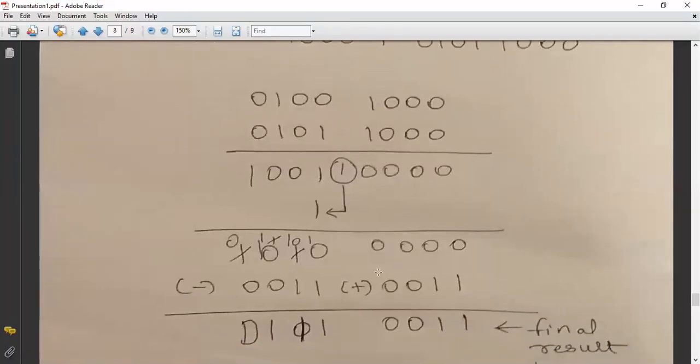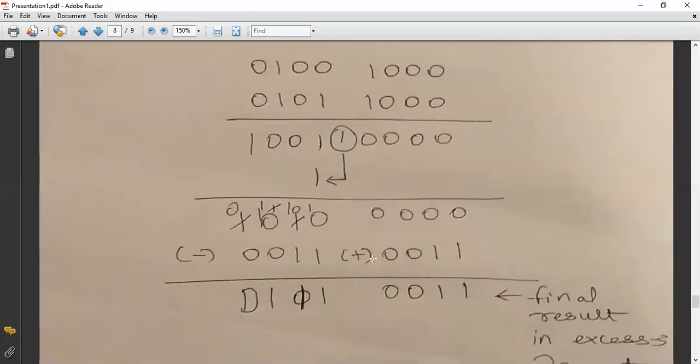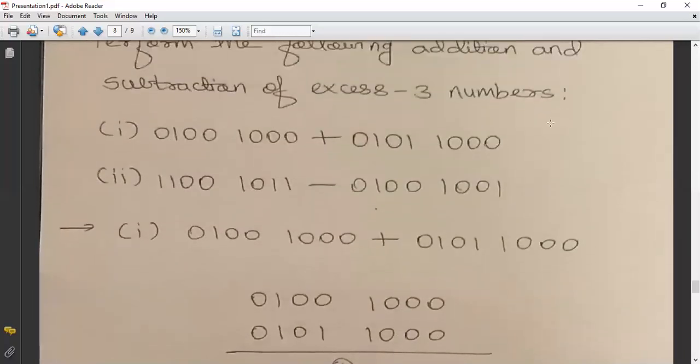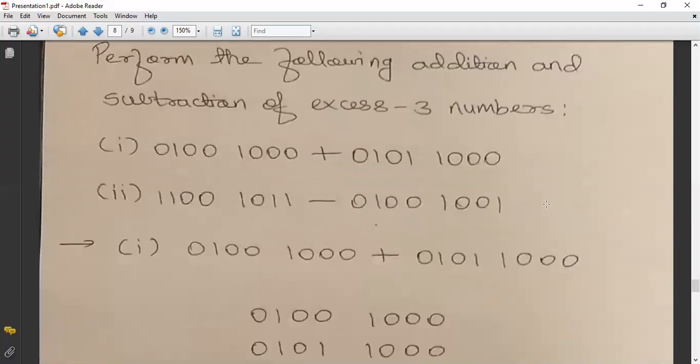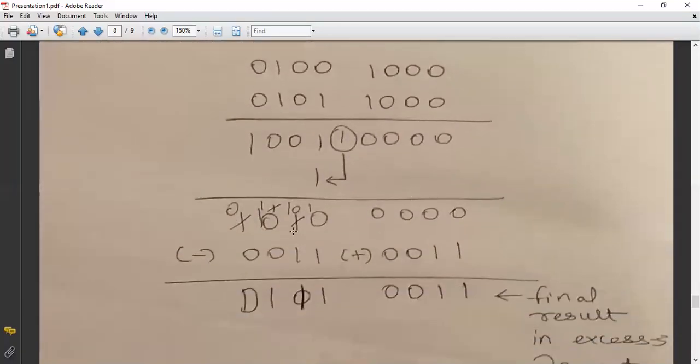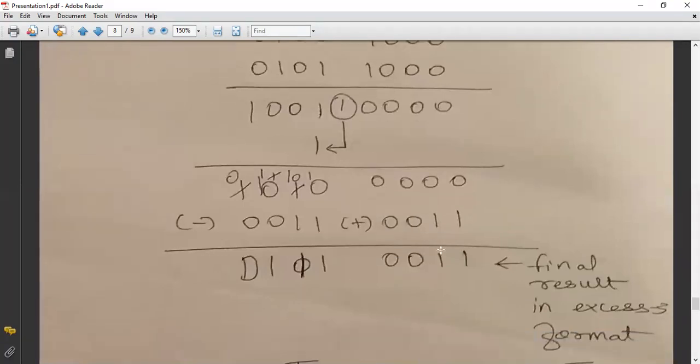0, 0, 0, 0, and 1 plus 1 is 0, carry over 1. So 0, 1, 0, 1. Okay. Now these numbers are excess 3 numbers. So in that case, we are going to subtract 3 from the tens place digit, and we are going to add 3 for the unit place digit. Okay, so let us start.